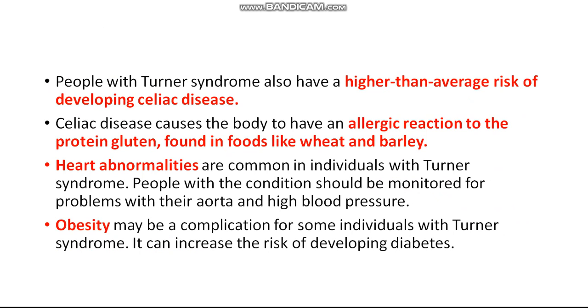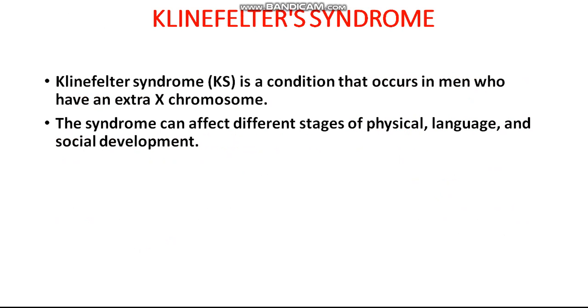They have higher than average risk for developing celiac disease. Allergic reactions to gluten are also found to be very high. There can be heart abnormalities and there can be obesity. So that was about Turner syndrome. Now let's see about Klinefelter syndrome.